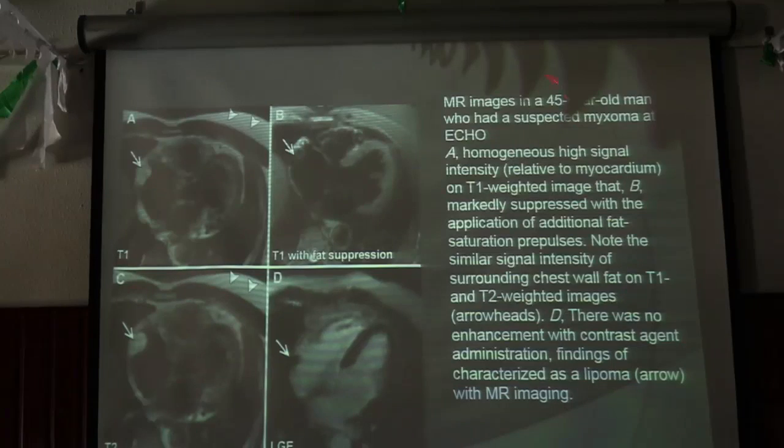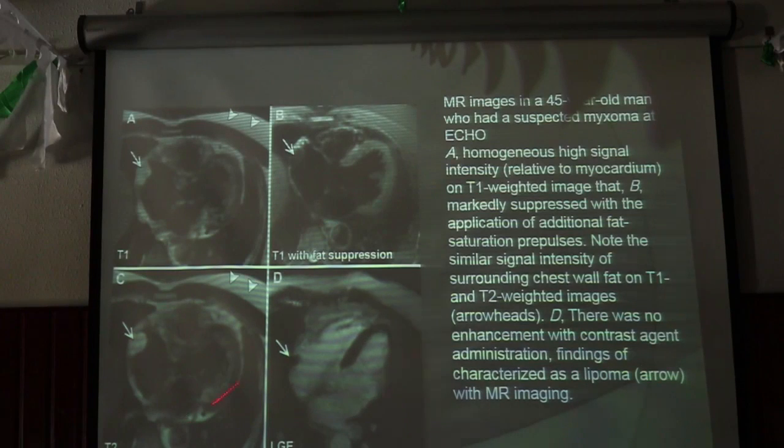Another patient that was seen by echocardiogram and was suspected as a case of atrial myxoma in the right atrium and was referred for MRI for further evaluation. The mass was hyperintense on T1, approximately the same signal intensity as the adjacent fat, and was suppressed by fat suppression and shows no enhancement, and these are typical findings of cardiac lipoma.